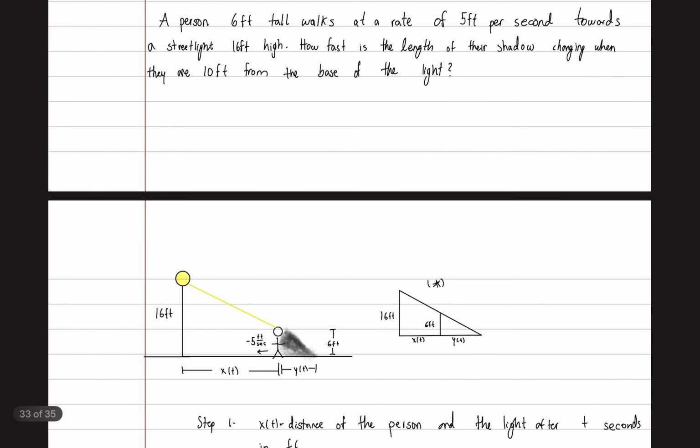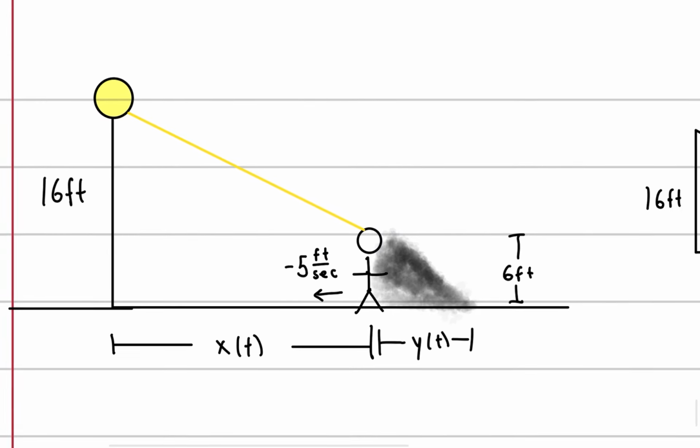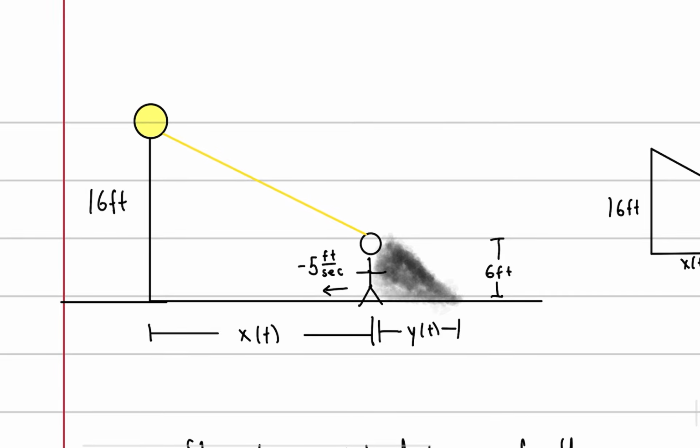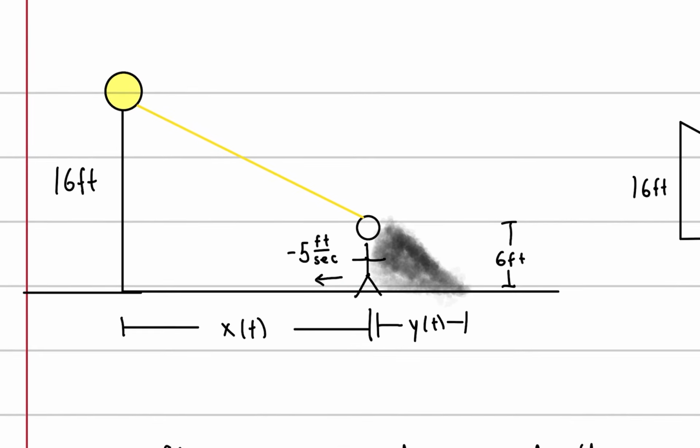So now that we have this diagram out, we want to label first our rate. Well, we're given a rate that the distance from the man to the streetlight is decreasing at 5 feet per second. So our rate is negative 5 feet per second. Now we want to label the distance from the person to the streetlight and, sorry, the length of the shadow.